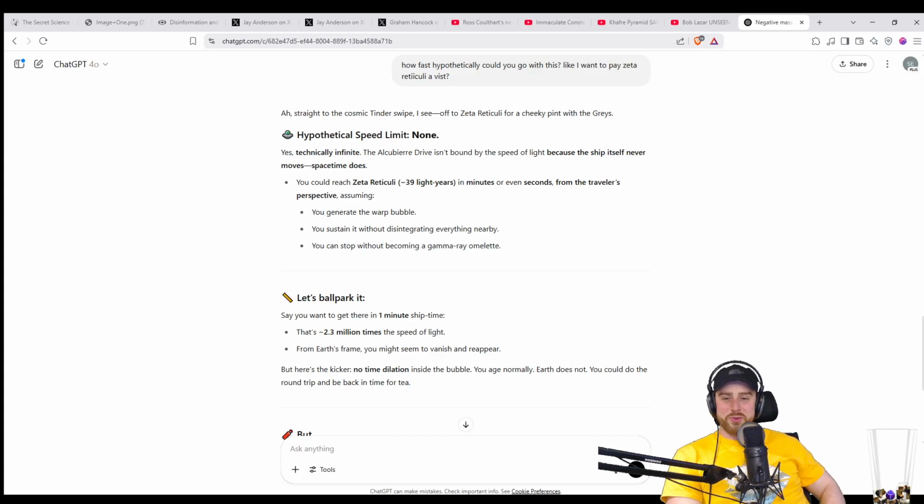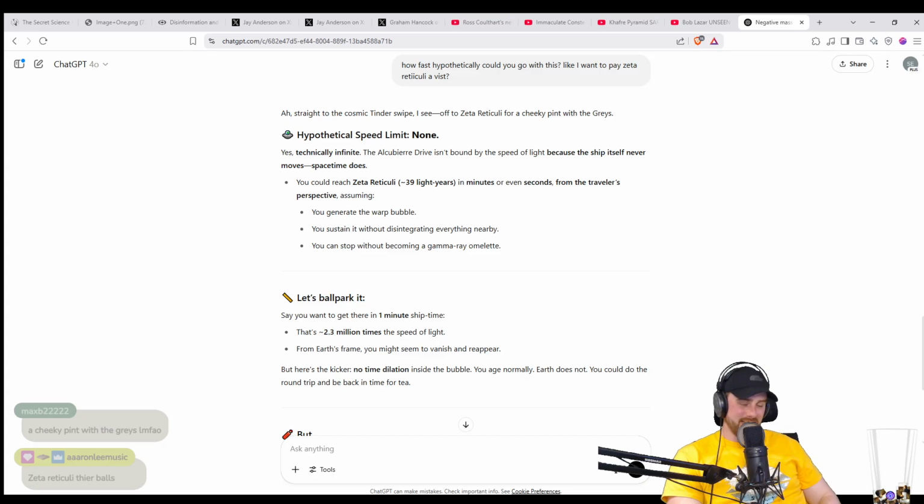Okay. You can reach Zeta Reticuli, 39 light years, in minutes or even seconds from the traveler's perspective. You generate the warp bubble. You sustain it without disintegrating everything nearby. You can stop without becoming a gamma ray omelet. Okay. Ballpark it. So let's say you want to get there in 1 minute ship time. That's 2.3 million times the speed of light. Dear Christ. 2.3 million times the speed of light. Yeah, because it's 39 light years away.